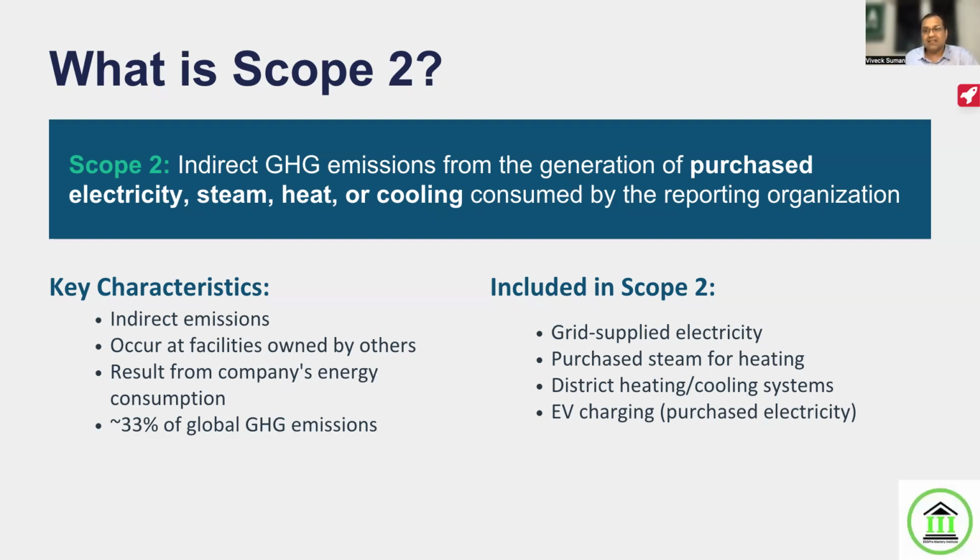So looking at the key characteristics of scope 2, which is indirect, occurs at a facility owned by others, results from your energy consumption, and represents a massive portion of the global emission. What is included here? Any electricity you purchase from the grid, steam you buy for heating or industrial processes, district heating or cooling systems, right? In India, district cooling is a phenomenon. It's happening in certain places, right? And even electricity used to charge your company electric vehicle, all of this falls under scope 2.